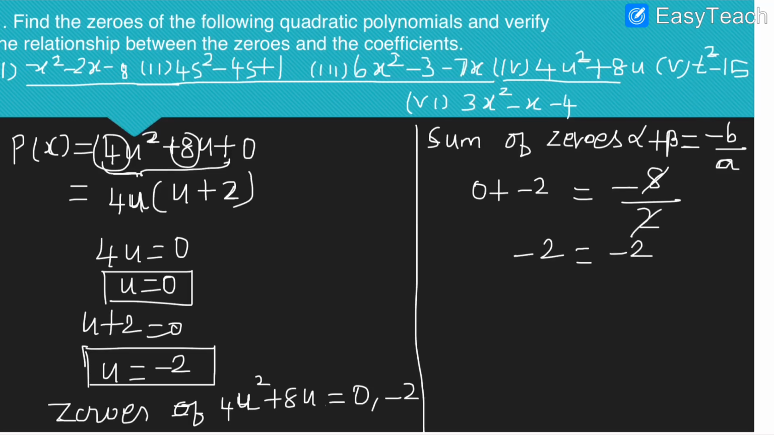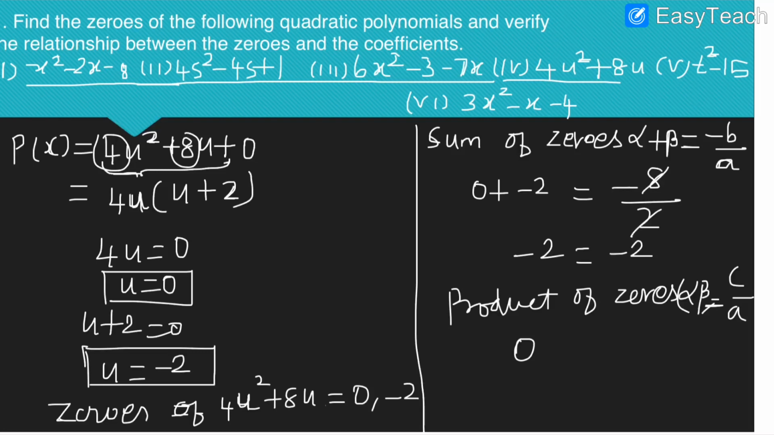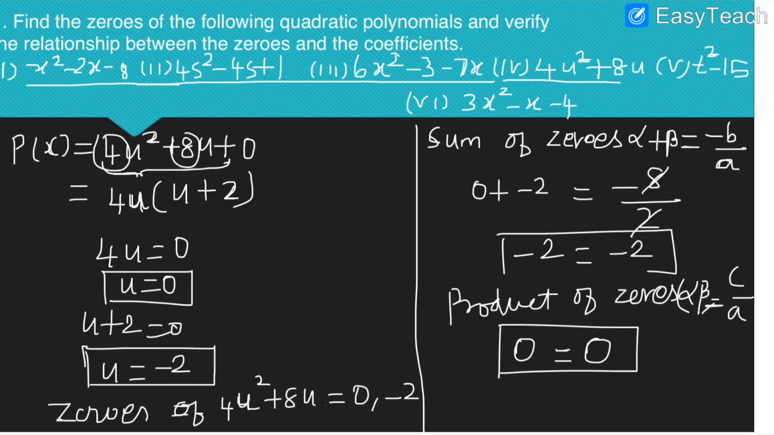Okay, product of zeros, let's find. Product of zeros, alpha beta, equals c by a. For the product of zeros, obviously 0, right? Minus 2 into 0 is 0. On the other side, for c, we don't have c, so automatically 0. So this is also the same number. Hence we proved the relationship between the coefficients and the zeros.